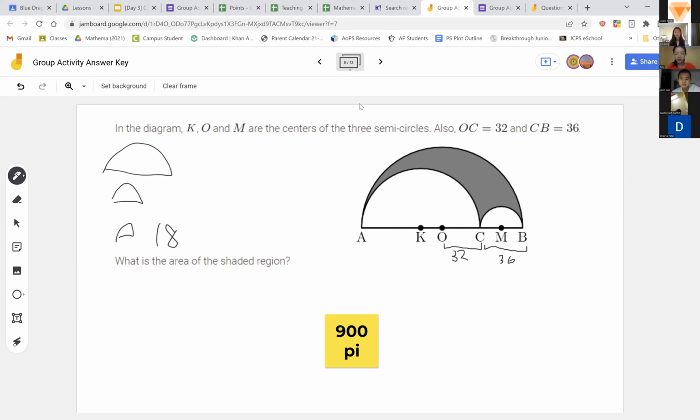And then the big semicircle is centered at O. So that means 32 plus 36 is the radius of the big semicircle. So that would be 68.